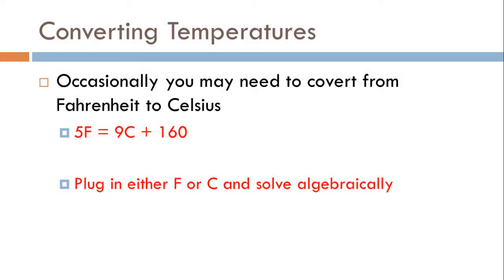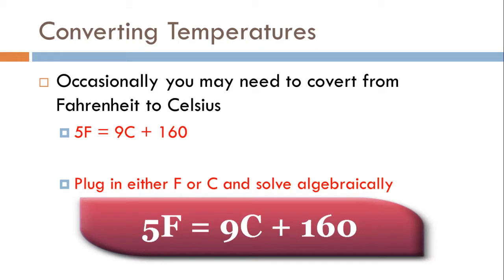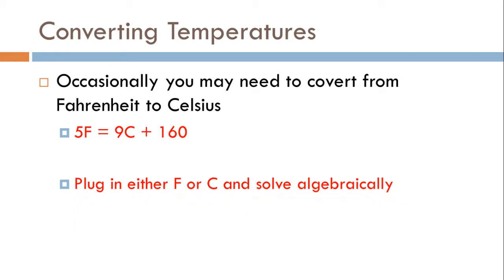So the learning objective here is just to learn the equation that we're going to go over and then to be able to use it in real world problems. 5F equals 9C plus 160. That is the one equation you'll need to know to be able to convert from Fahrenheit to Celsius. So if you know one of the variables, like Fahrenheit, you'll be able to solve for Celsius degrees by using this one equation. Just plug and chug once you know that, put it into your calculator, solve algebraically, and you'll be able to move right on past this exam problem.